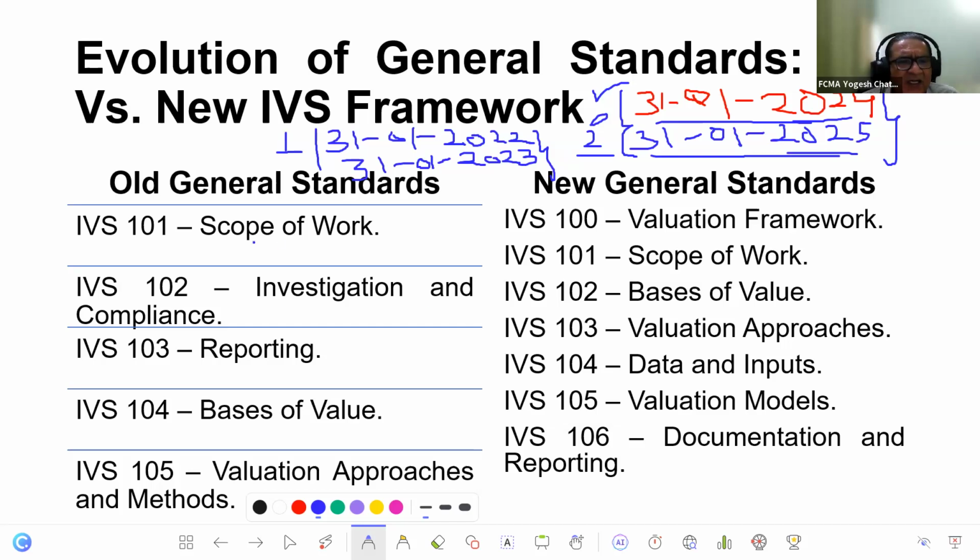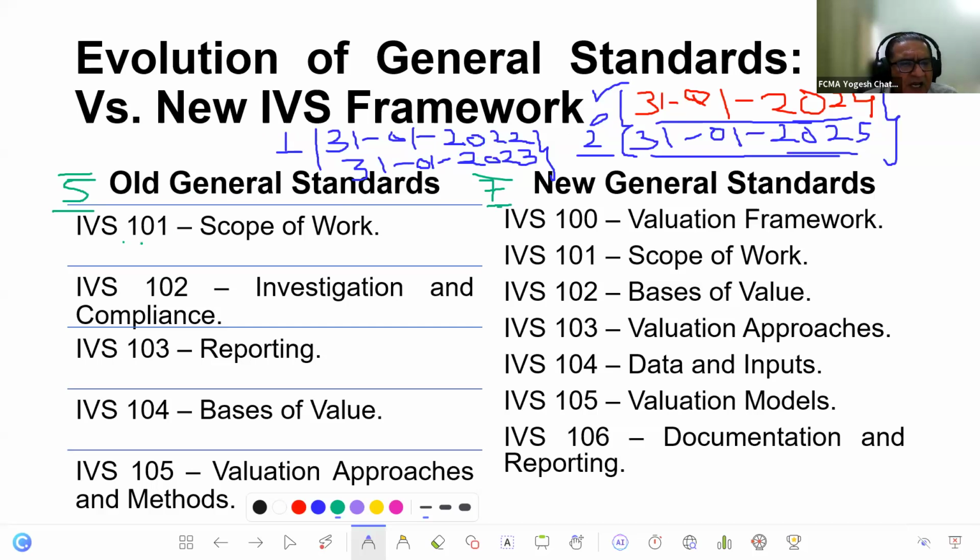If you have gone through that, you will find that in the old valuation standard, we have five general standards, whereas in the new one, we have seven general standards. So that is the major change: compliance with two new additional general standards. That is the major change between the old version of the IVS, the current version of the IVS, and the revised version of the IVS.